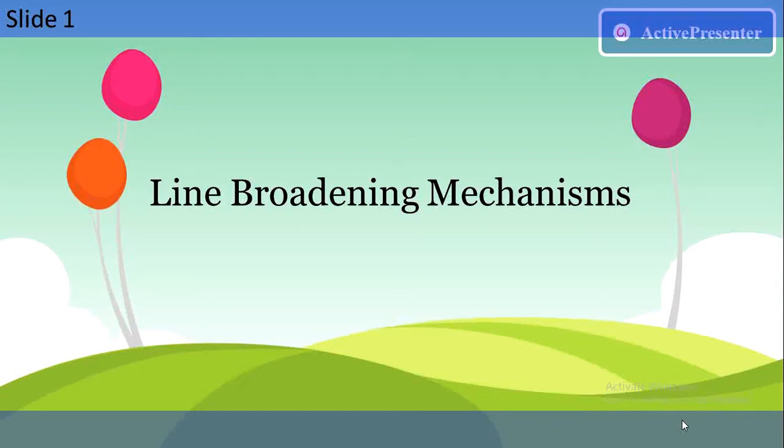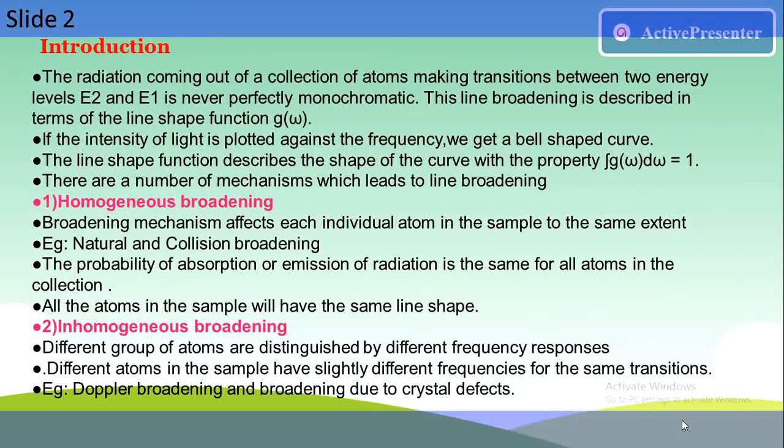Dear students, today we are going to discuss the line broadening mechanisms. The radiation coming out of a collection of atoms making a transition between two energy levels E2 and E1 is never perfectly monochromatic. This line broadening mechanism is described in terms of the line shape function g(ω). We have discussed this in our previous class.